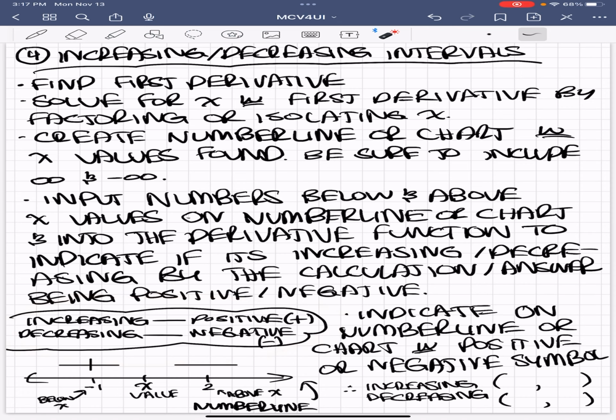it'll indicate if it's increasing or decreasing, indicating on a number line or chart with a positive or negative symbol. Don't forget your therefore statement of the increasing and decreasing interval. That'll be everything for that. Here's an example of what a number line could possibly look like for increasing and decreasing intervals.